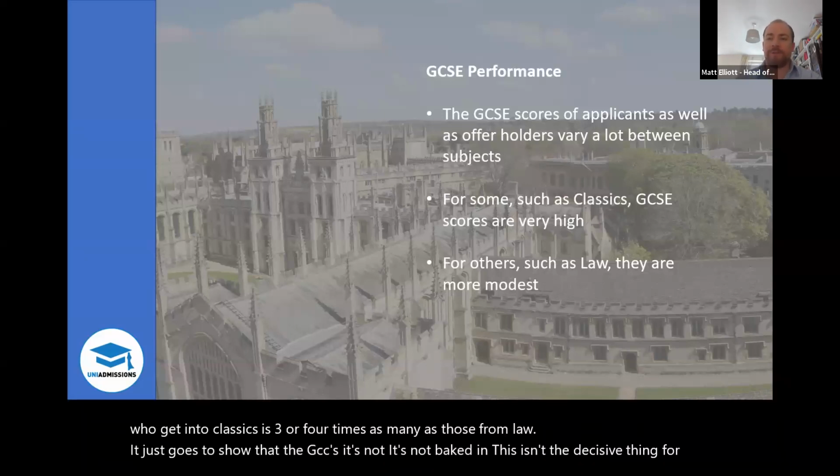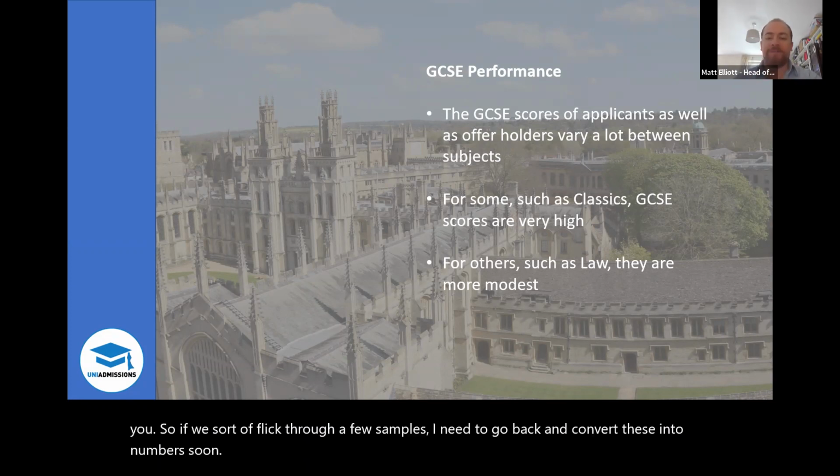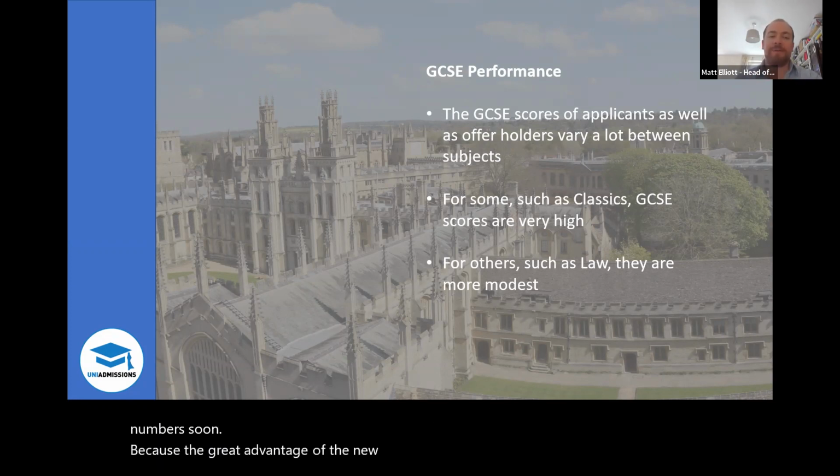So if we flick through a few sample GCSEs, I need to go back and convert these into numbers soon, because the great advantage of the new GCSE system is numbers are much easier to work with.